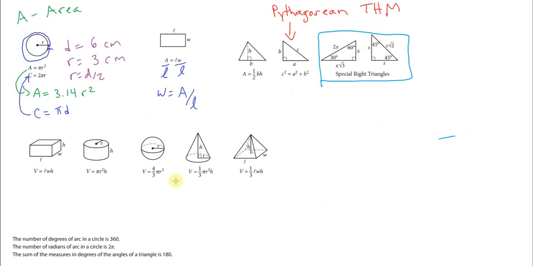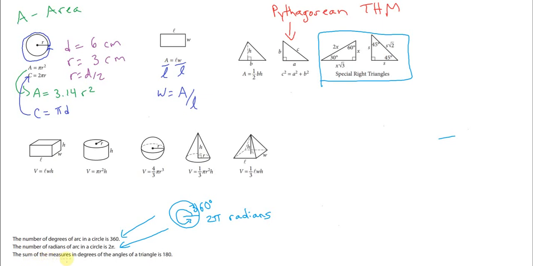On the formula sheet, there's also 3 more statements that are made. The number of degrees of arc in a circle is 360. So that's just telling us that in a circle, it's 360 degrees to get all the way around. And in radians, it would be 2 pi. So we'll talk about this a little bit more. It's just another way to express these units. Instead of talking about degrees, we can talk about radians.